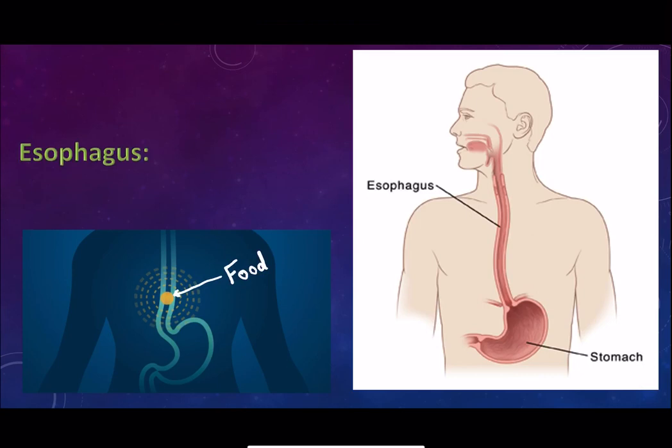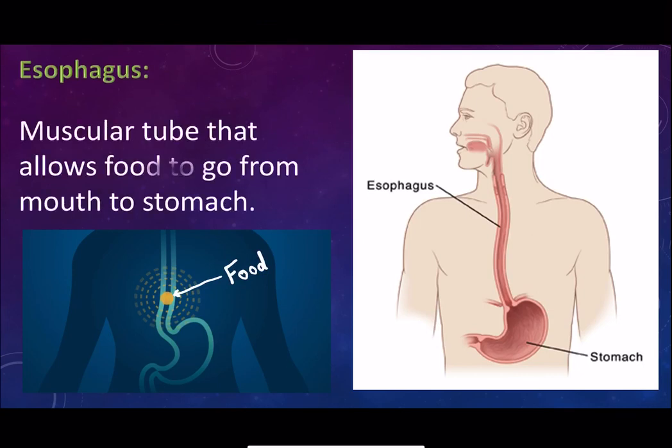The next point, esophagus. The esophagus is a muscular tube that allows food to go from the mouth to the stomach. It's a muscular tube, as you see, that allows the food to go from the mouth to the stomach. Okay? A muscular tube that allows the food to go from mouth to stomach.